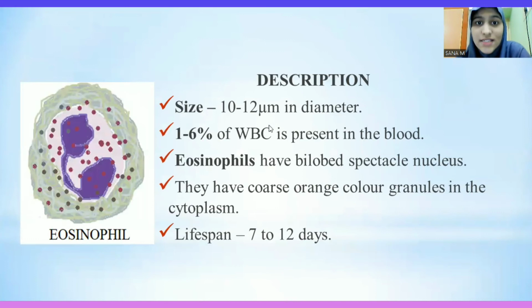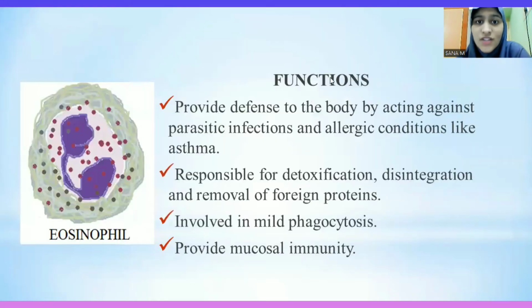Eosinophil. Size is about 10 to 12 μm in diameter. They are about 1 to 6% of WBCs present in blood. They have a bilobed spectacle nucleus. They have coarse orange colored granules in the cytoplasm. Lifespan is about 7 to 12 days. Functions. They provide defense to the body by acting against parasitic infections and allergic conditions like asthma. They are responsible for detoxification, disintegration, and removal of foreign proteins. They are involved in mild phagocytosis.